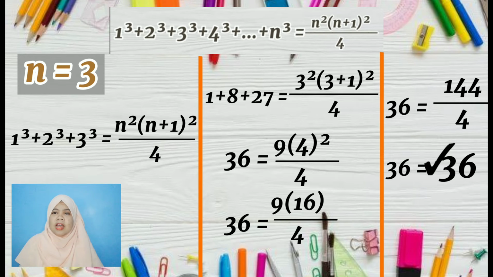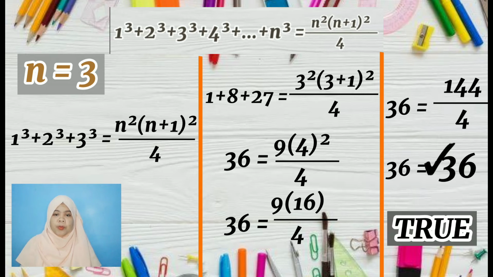So we have 36 is equal to 9 times 16, since 4 squared is equal to 16. So we have 36 is equal to 9 times 16, which is 144, all over 4. Now 36 is equal to 144 divided by 4. So we have 36 is equal to 36. Therefore, natural number 3 is true.